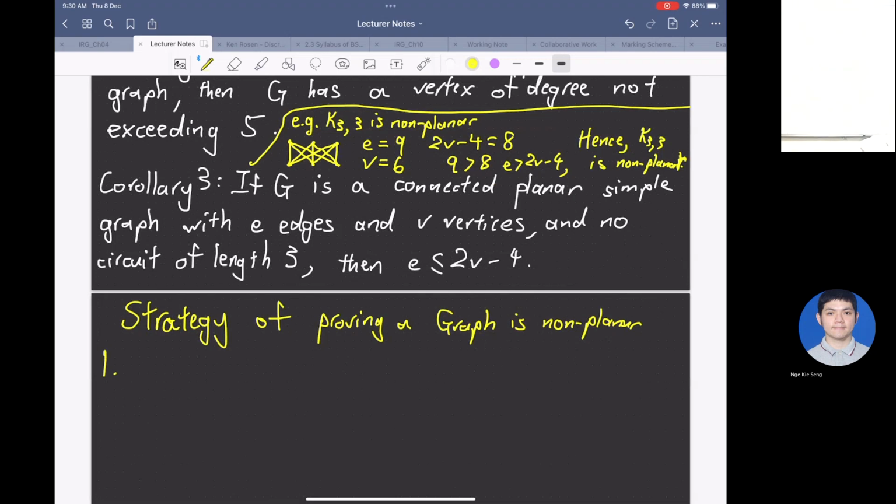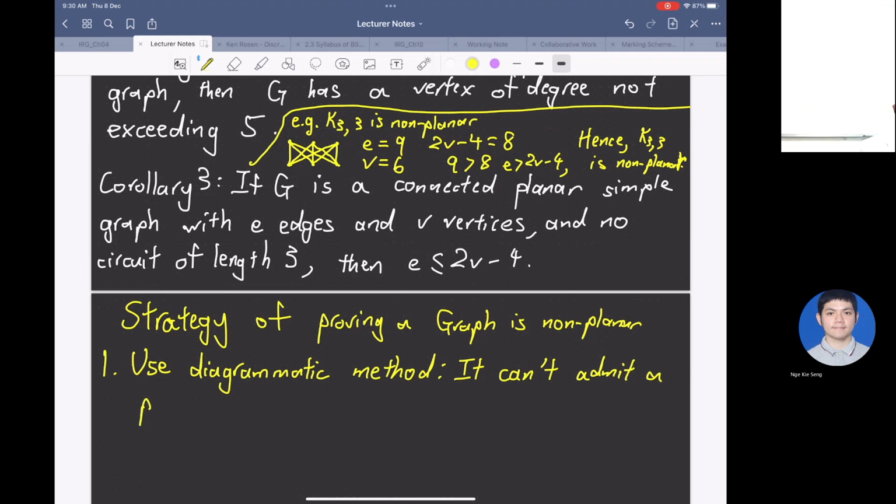One is to use the diagrammatic method, like what we did at first. So you try all the possibilities and see that you can't avoid edge crossing, so that it can't admit a planar representation.